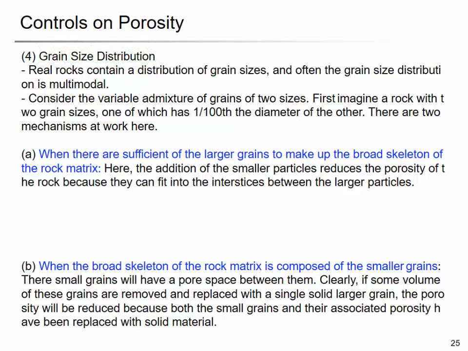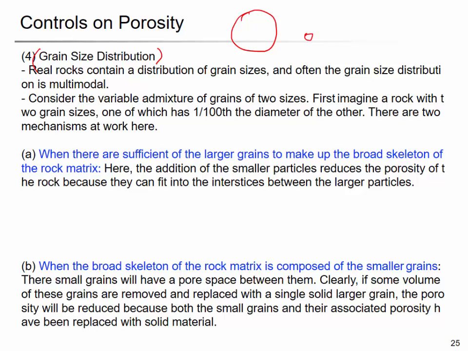So the last one is the grain size distribution. And real rocks contain a distribution of grain size. Often the grain size distribution is multimodal. And so size distribution affects the porosity. Let's consider a mixture of two grains, one very large and one very small.